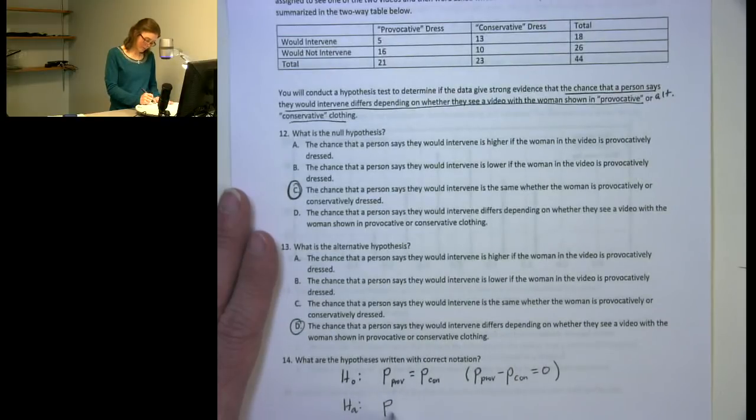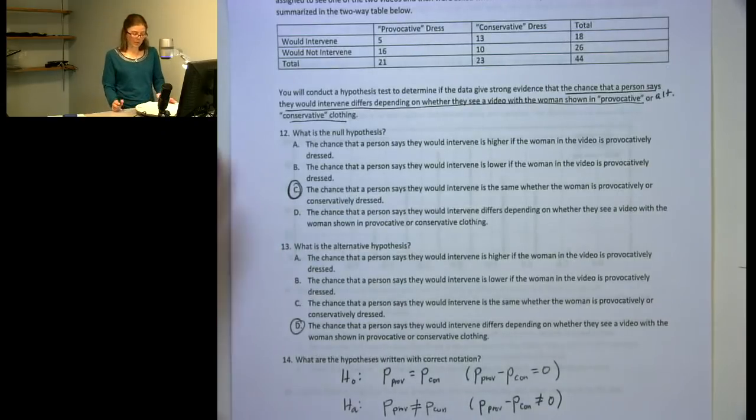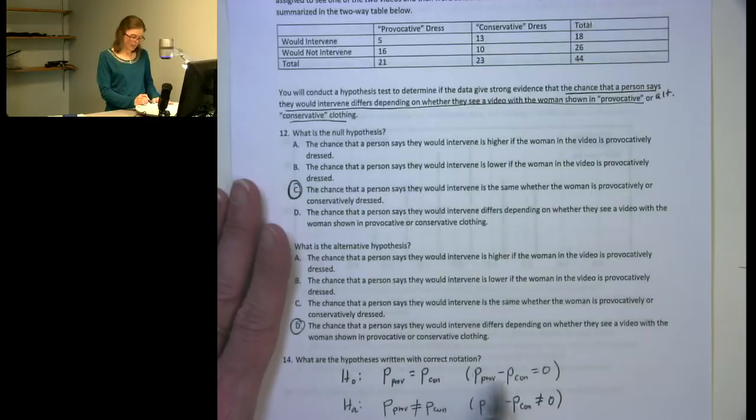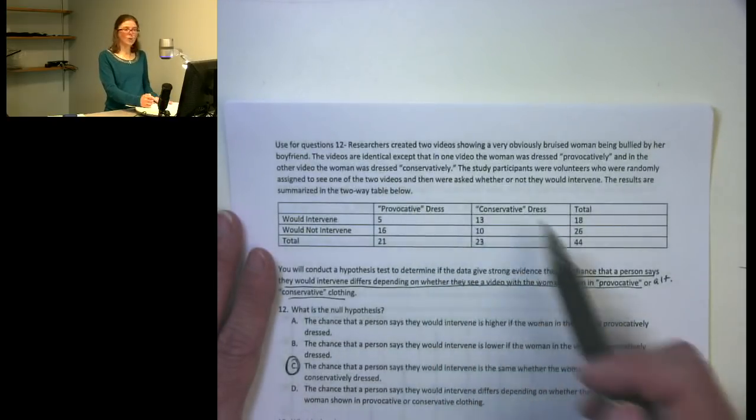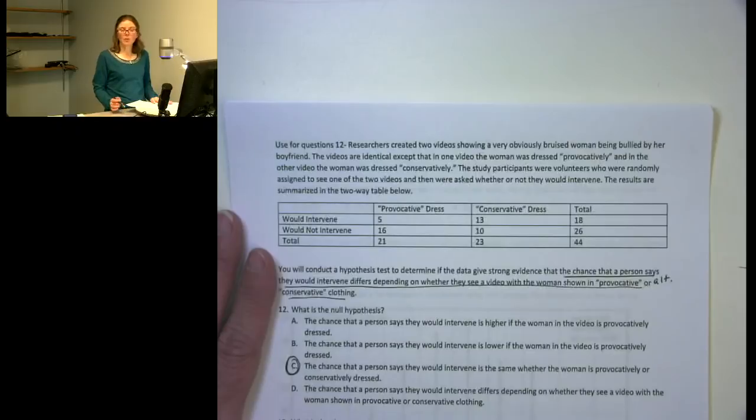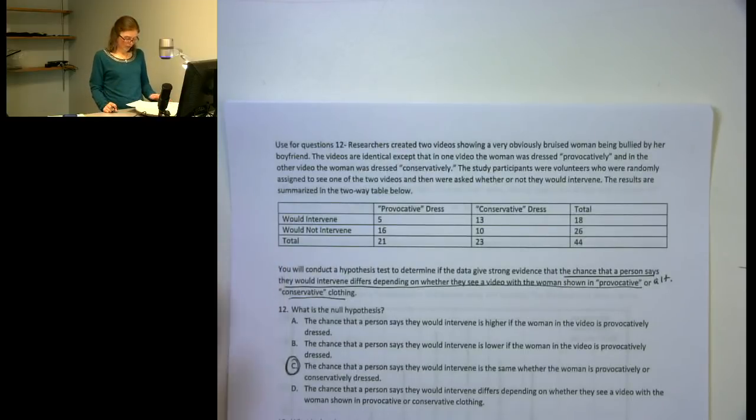So the two proportions are not the same, they're different, or similarly, that the difference in the proportions is not 0. You could write it either way. It's important to remember, though, that we do want to make sure we're writing these hypotheses in terms of the parameter, the population value, not in terms of the sample. We can look right now at the sample data, and we know whether the sample proportions are equal. What we don't know is whether the proportion among all people in the population who would say they would intervene differs between the two conditions.